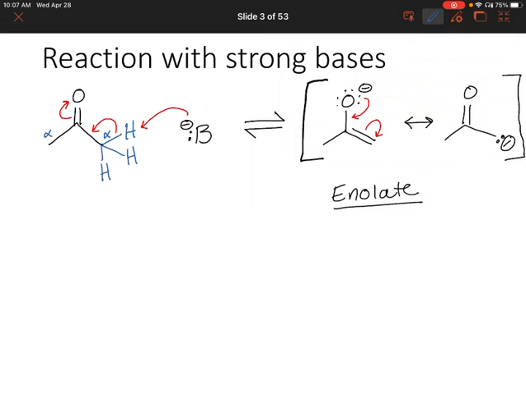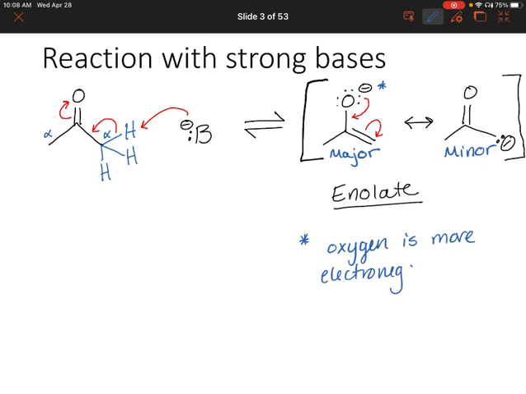So we can make a note that the resonance structure with the negatively charged oxygen is the major structure. So that would be the major contributor to the hybrid structure. The other structure is the minor structure. And we'll just put a little asterisk here and write that oxygen is more electronegative. Okay.